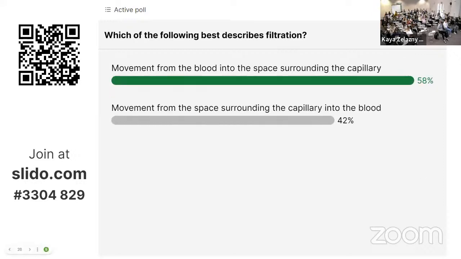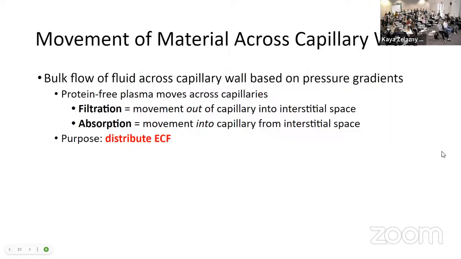Okay. So when we're talking about this next topic, we're going to be focusing on filtration and absorption. So what we're talking about, think like filtering the blood. We're going to be thinking about movement from the blood into the space around the capillary, so into that interstitial fluid, which is a type of extracellular fluid. And the opposite is going to be our absorption, so coming from that region into the blood.